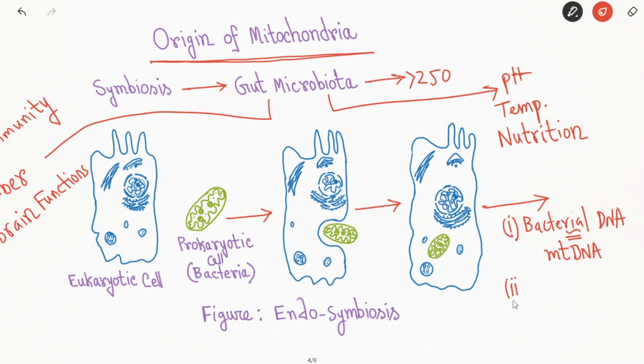Second, the inner membrane of bacteria has an electron transport chain. Through this electron transport chain, bacteria can use oxygen to generate energy. Similarly, the inner membrane of mitochondria also has a similar kind of electron transport chain through which energy is generated. So these are the two main proofs behind the endosymbiosis theory.